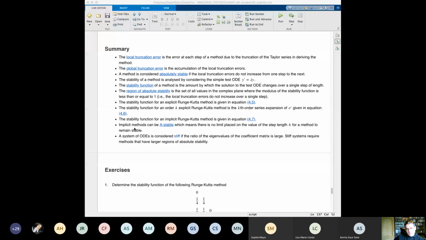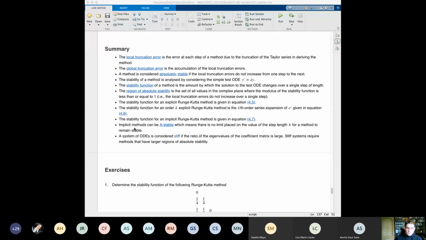Implicit methods can be A-stable, which is really a property which you want, because that means there's no limit placed on the value of the step length. But I should also caveat that with there are still accuracy concerns as well. So you might have an A-stable method, you might choose a large step length, and your local truncation errors aren't increasing over each step, but they still might be quite large because you're using a large step length. So just because the method is stable doesn't mean you should use a large step length.